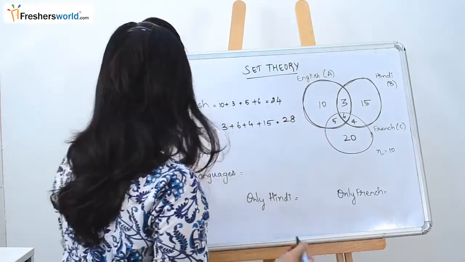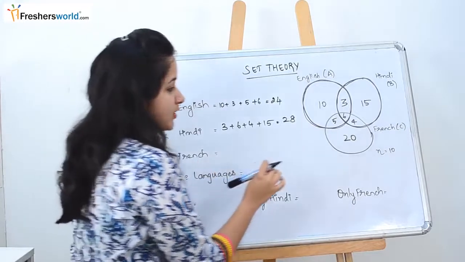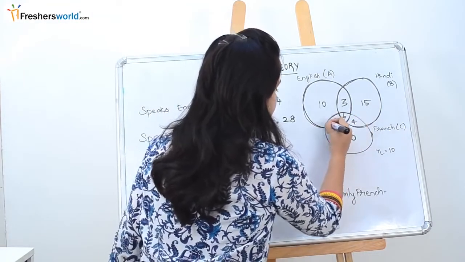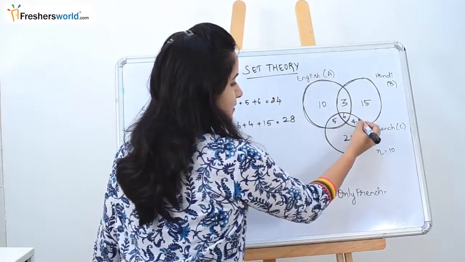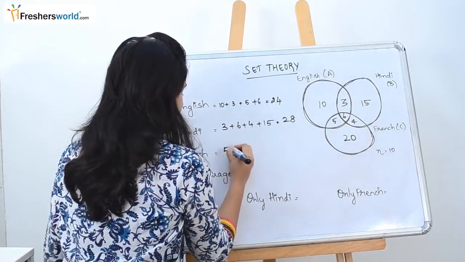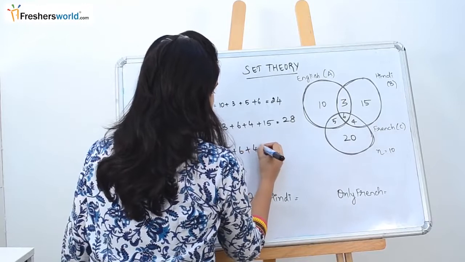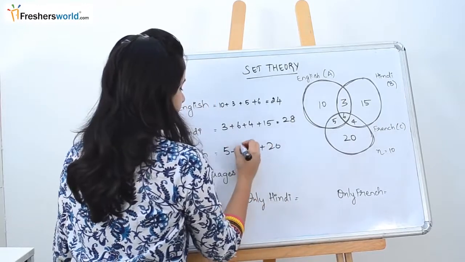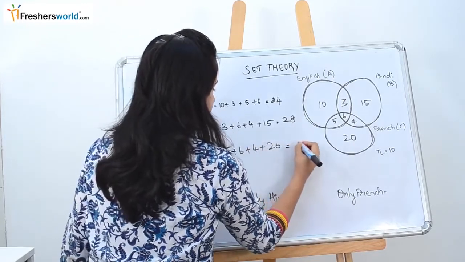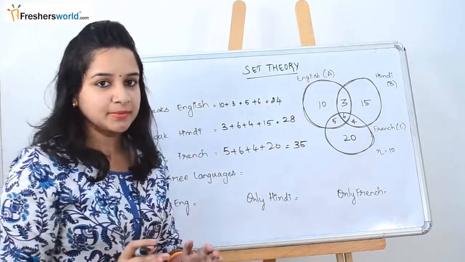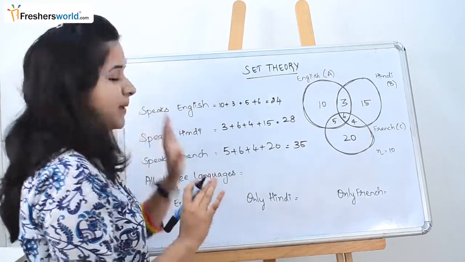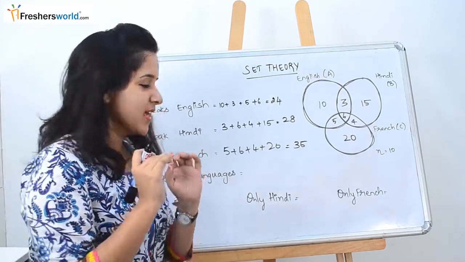Next they are asking about people speaking French. In case of French, you can see the circle C, which is nothing but 5 plus 6 plus 4 plus 20. So 10, 20, 30, 35. So the first 3 questions are very simple. They are just asking the number of people speaking English, Hindi and French.